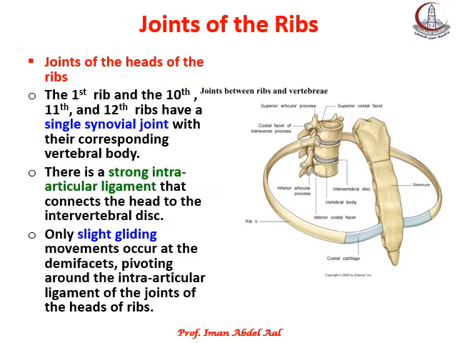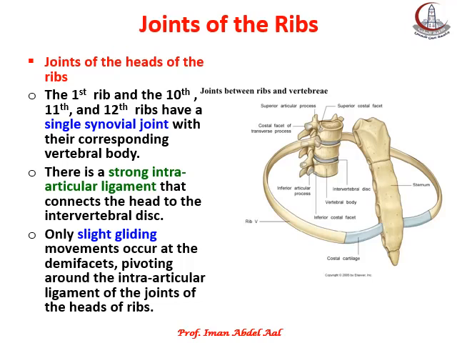The joints of the heads of the ribs of the first rib and of the 10th, 11th and 12th are a little bit different from those of the second till the 9th, because the head of the rib from the second till the 9th has two facets, as you have seen in the slide showing the typical rib. The first, 10th, 11th and 12th are atypical ribs. So the head has only a single articular facet. So these ribs will articulate with their corresponding vertebral body by a single synovial joint.